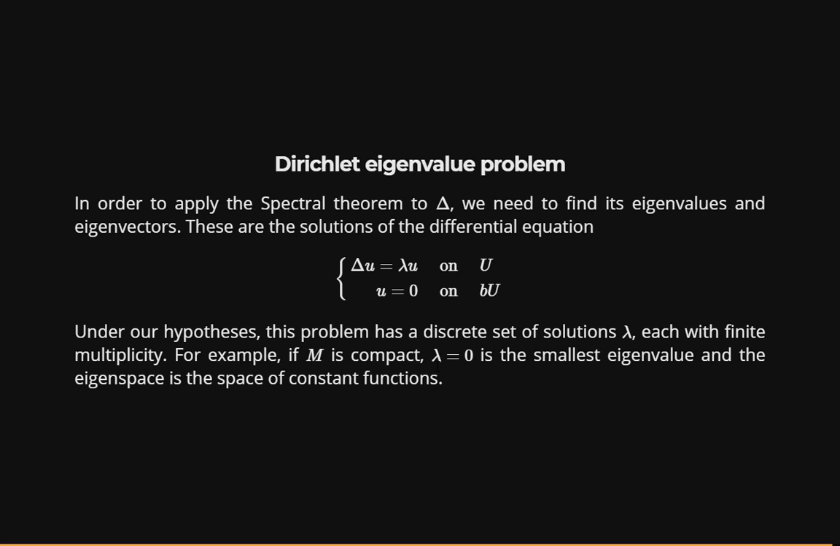They could form an interval. They could accumulate on a point. They do not. In this hypothesis, they do not. So we get only what's called discrete spectrum. And each eigenvalue has a finite multiplicity.